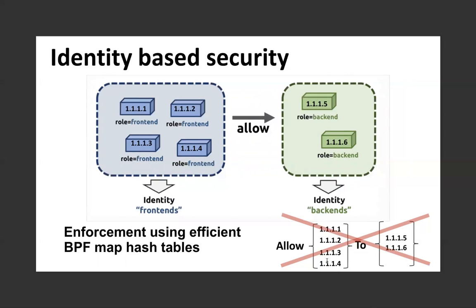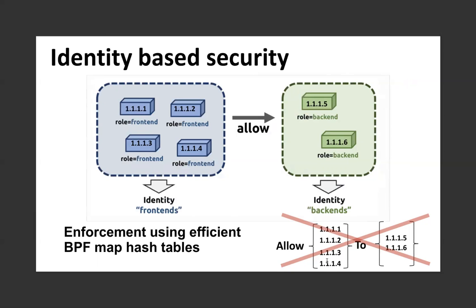We are assigning a security identity to all replicas of the front end, and we're assigning another security identity to all replicas of the backend, because all replicas of the front end have exactly the same security policy. They're clones of each other. And then for any communication that the front end makes, we embed this security identity into all communication.